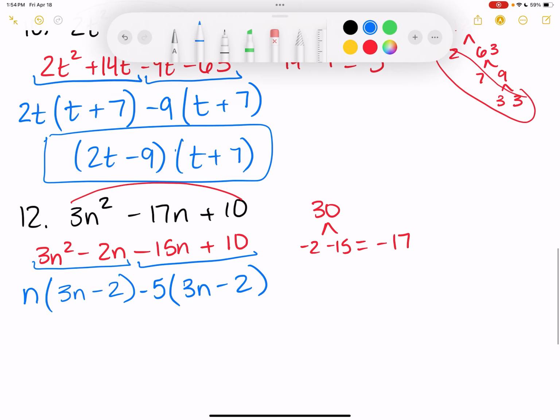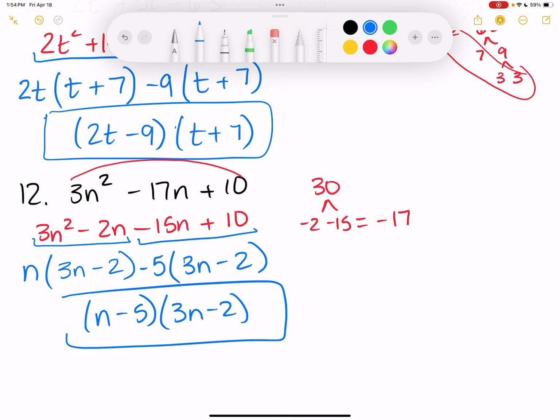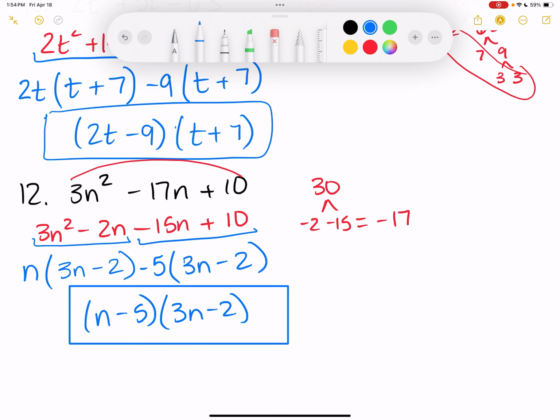So we take what's outside, so n minus 5, and multiply it by one of those parentheses, so 3n minus 2. And we've got that pairing there. 3n minus 2 and n minus 5. Okay.